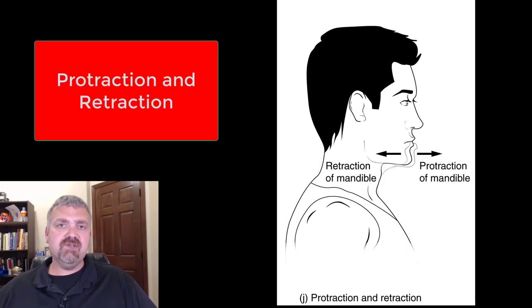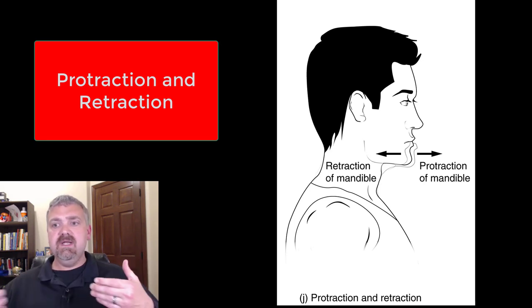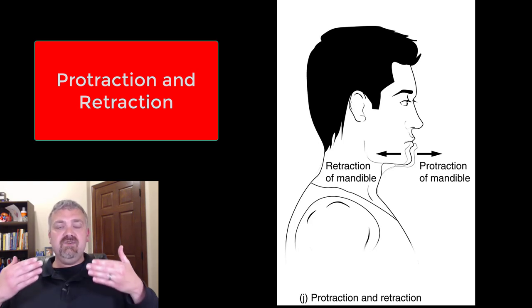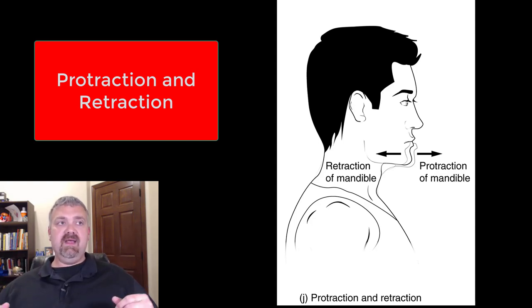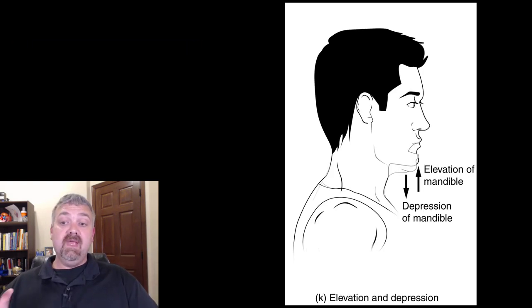Next, we have protraction versus retraction. Protraction means to move something forward. Like here, he's protracting his mandible. He's jutting his mandible out. Retraction means backwards. If someone tells you to sit up straight, they're actually telling you to retract your shoulders and retract your scapula. So protraction moves something forward. Retraction moves something back, or posteriorly.